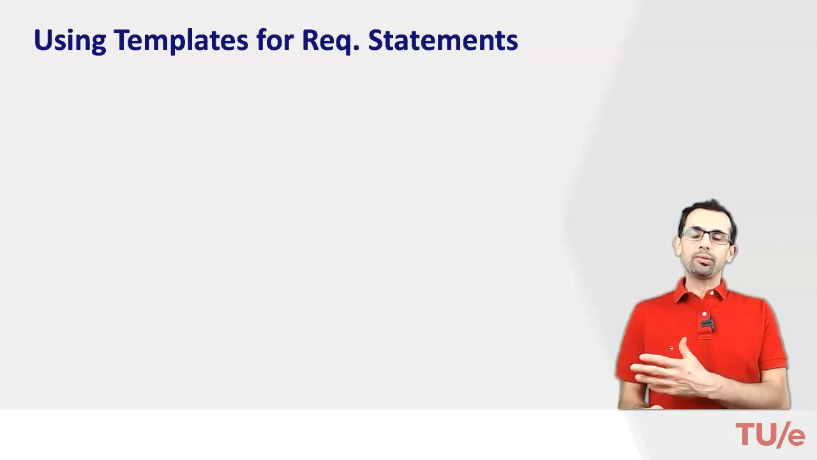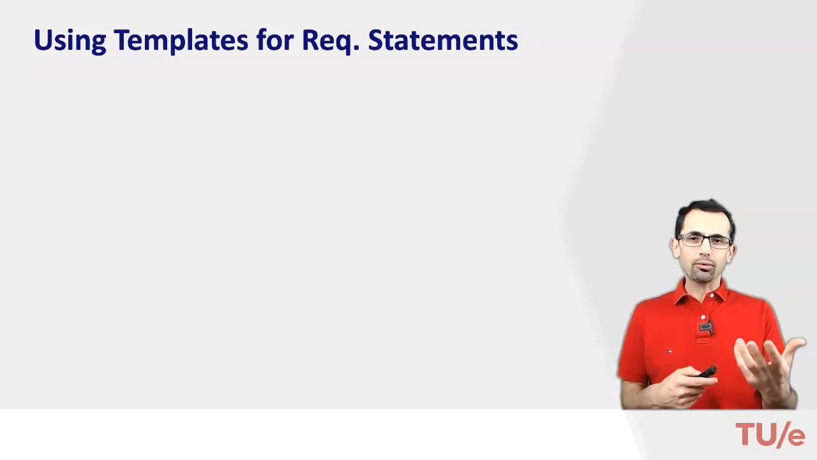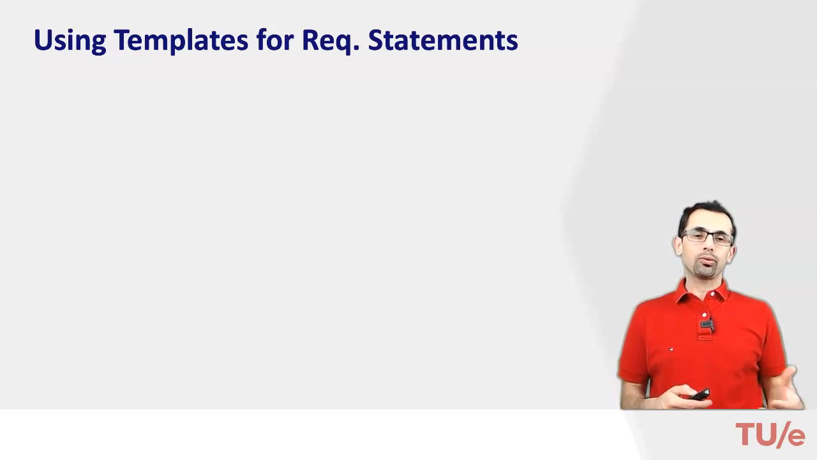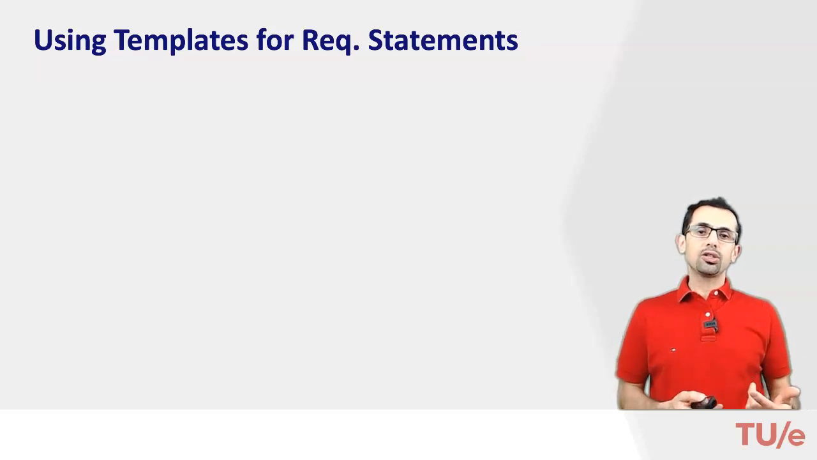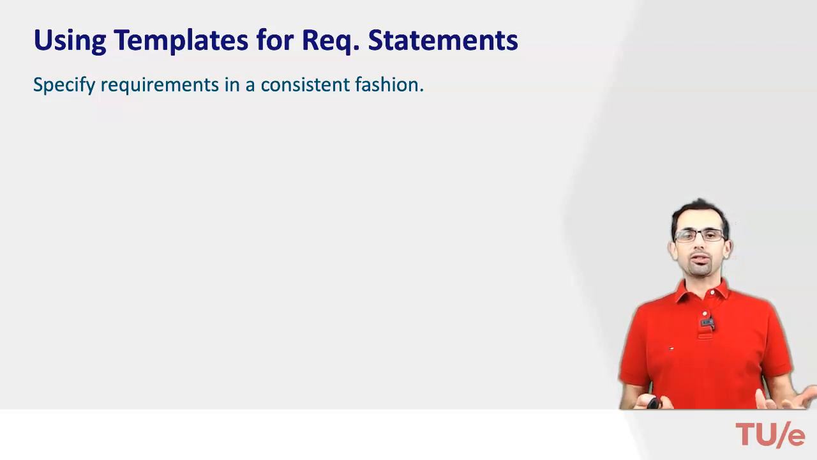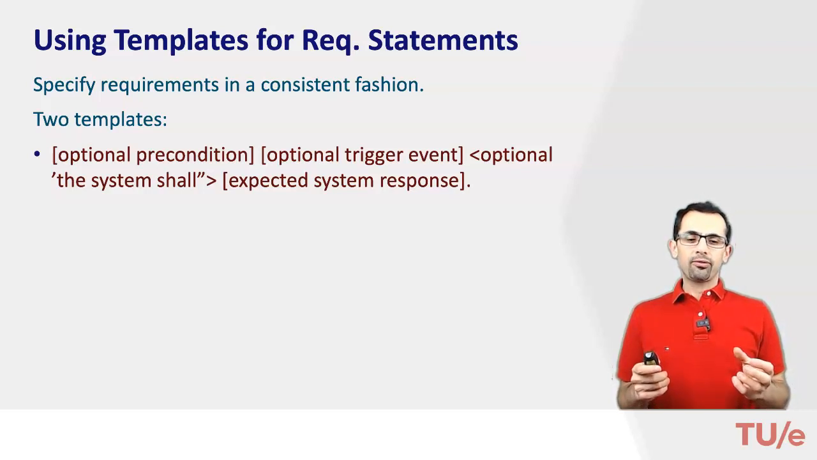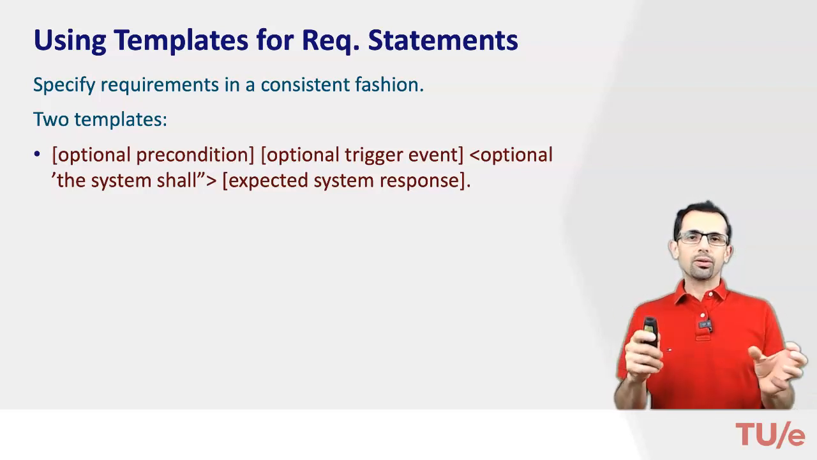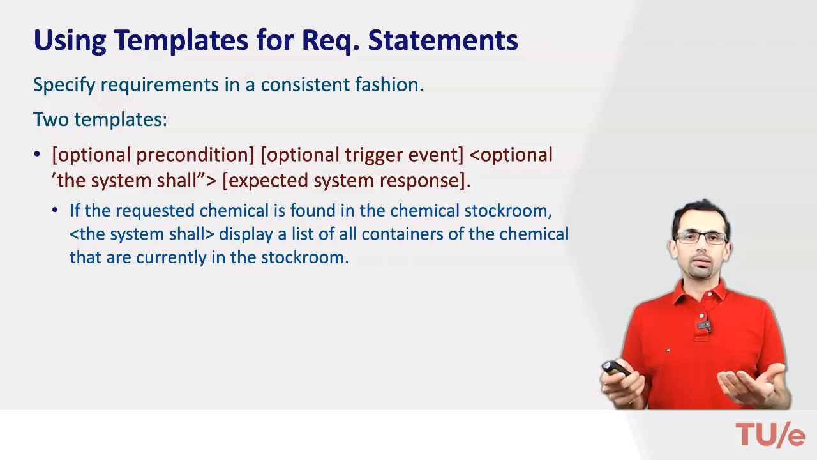You might remember from previous videos that I mentioned that we use structured English, or structured natural language, for writing requirements or representing requirement statements. Using statement templates essentially helps to achieve that, helps to specify requirements in a consistent fashion. And we have two templates. The first template sets up the statement from the system's point of view. This is the structure of the statement, but I think if you see the example it makes a little bit more sense.